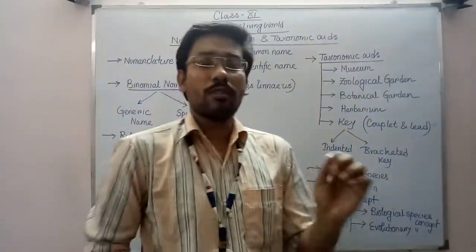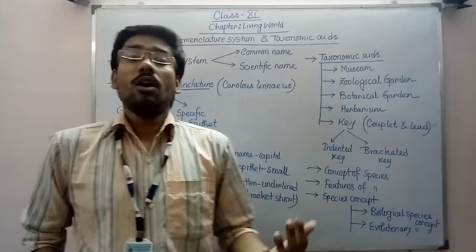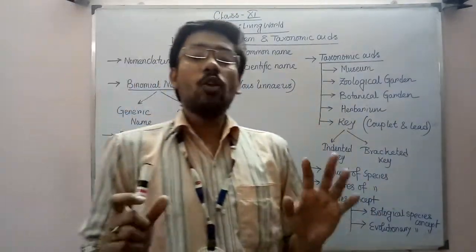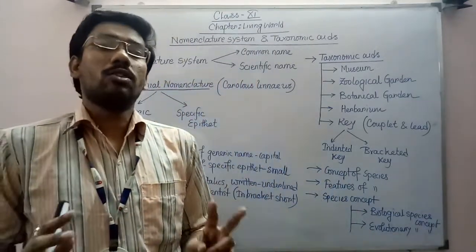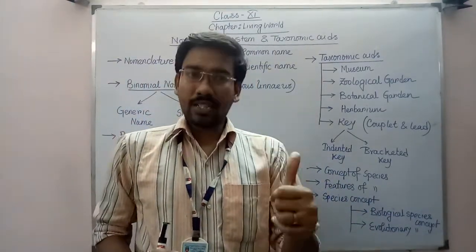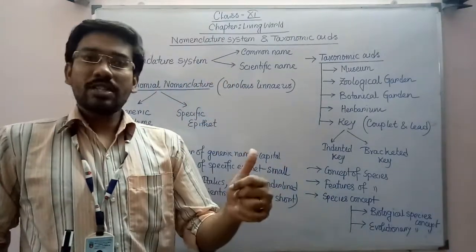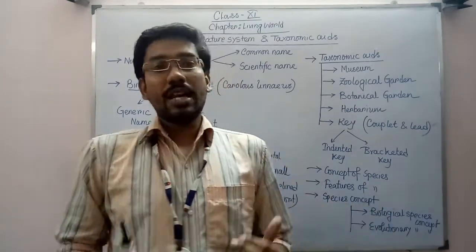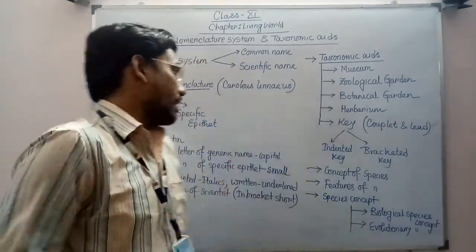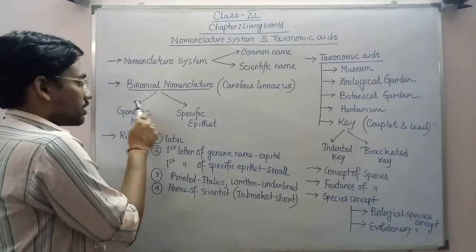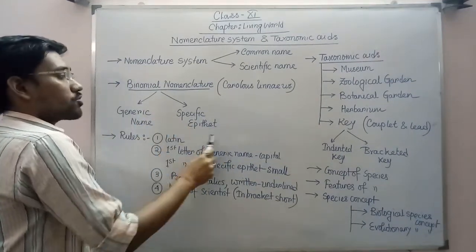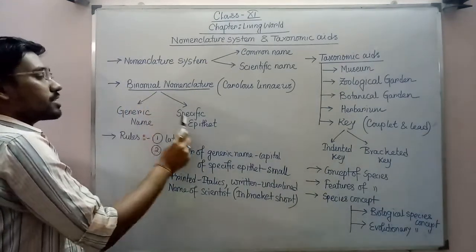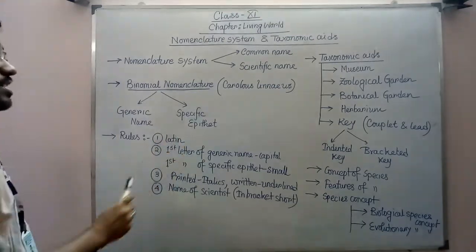This is the nomenclature system which we have followed from the time when Carolus Linnaeus proposed it. Binomial nomenclature means the nomenclature system where there should be two names. One is the genus name, another one is the species name. In biological terminology, the genus name is called the generic name, and the species name is called the specific epithet. So binomial nomenclature always considers these two terms, generic name and specific epithet.